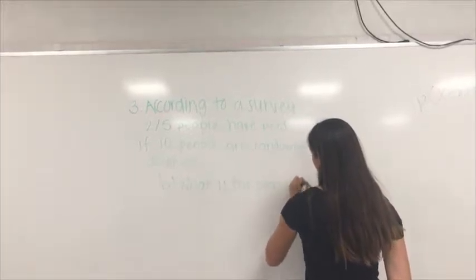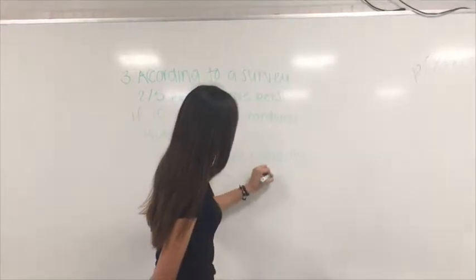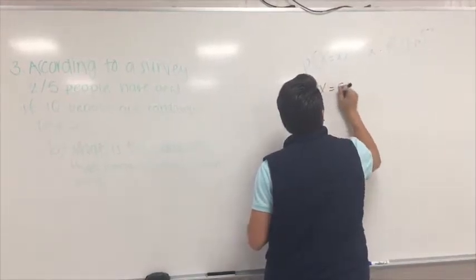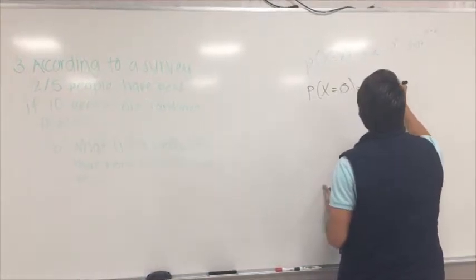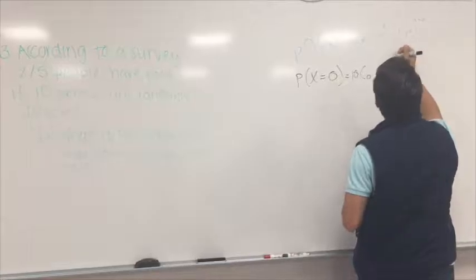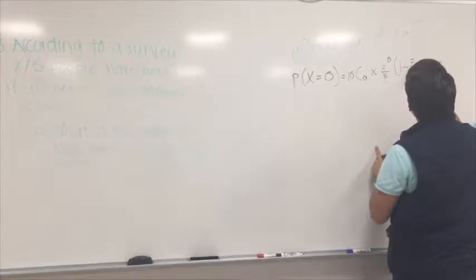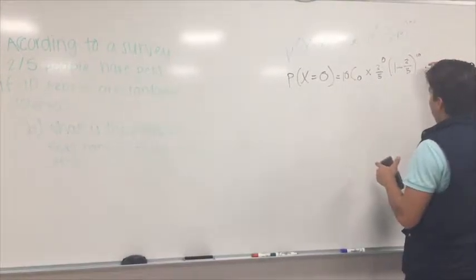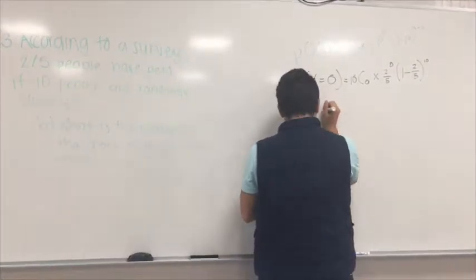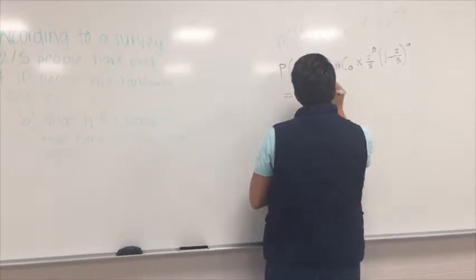Here is the problem B. Okay, so then what is the probability that none of them have pets? Well, we repeat the process that we did before, but instead we're going to replace x with 0, and we substitute in the formula. It gives us 10 combination 0 times probability elevated to 0 times 1 minus probability elevated to the 10th power. And it gives us as an answer 0.006. It's the final answer.